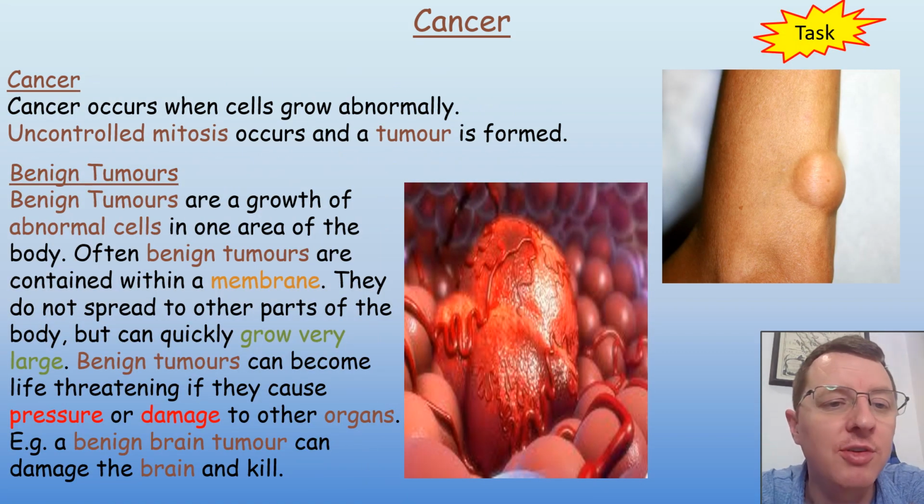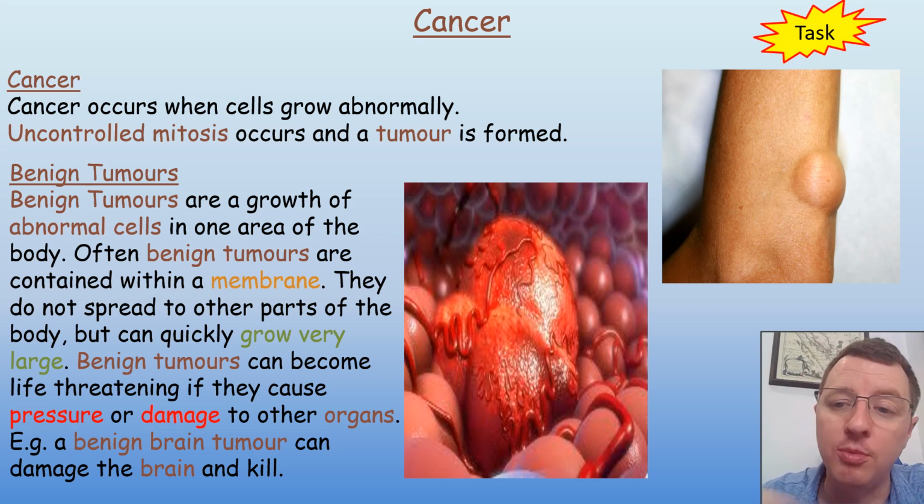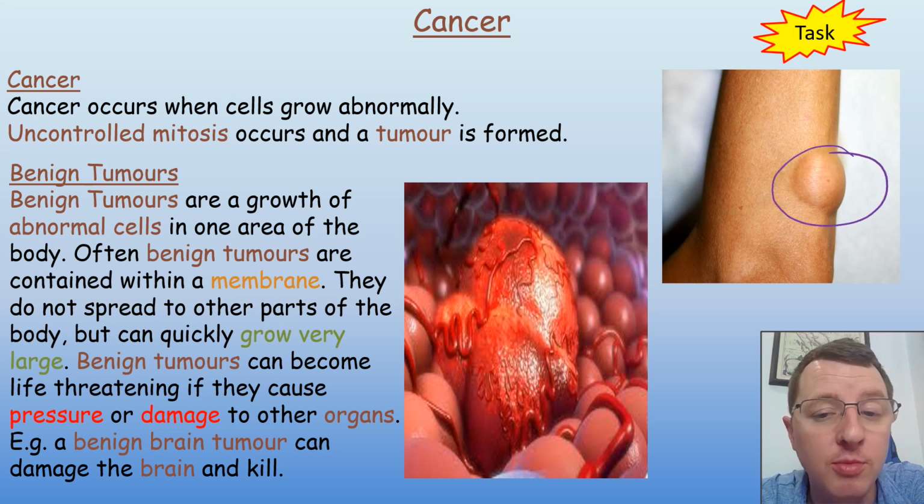So as we've already said, a cancer occurs when cells grow abnormally. Uncontrolled mitosis occurs and a tumour is formed, a tumour like this. There are two types of tumour. The tumours you can see in front of you here are known as benign tumours. And a benign tumour is a growth of abnormal cells in one area of the body.